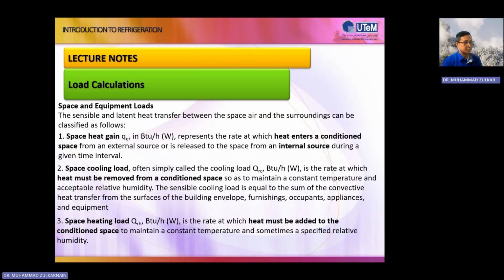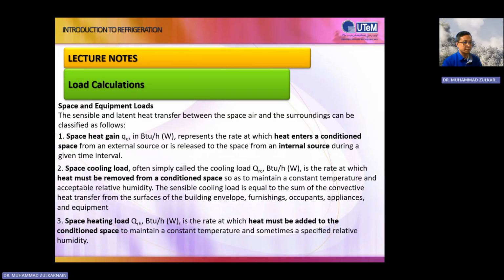Space cooling load, with the symbol QRC, is the rate at which heat must be removed from the conditioned space to maintain a constant temperature and acceptable relative humidity. The sensible cooling load is equal to the sum of the convective heat transfer from the surfaces of the building envelope, furnishing, equipment, and appliances. So the total comes from everything that contributes heat in the space.